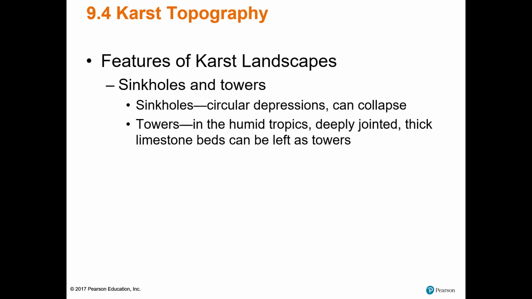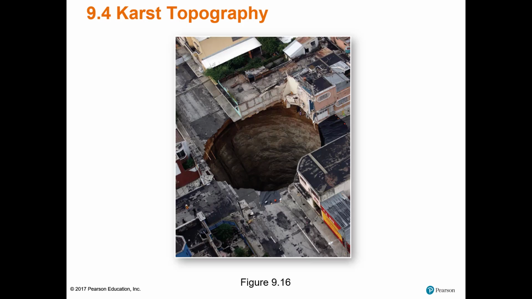So some features of a karst landscape would be sinkholes and towers. A sinkhole is a circular depression. These can collapse in on themselves. And a tower would be a deeply jointed, thick limestone bed that rises up and looks like a tower. And these are found primarily in the humid tropics.